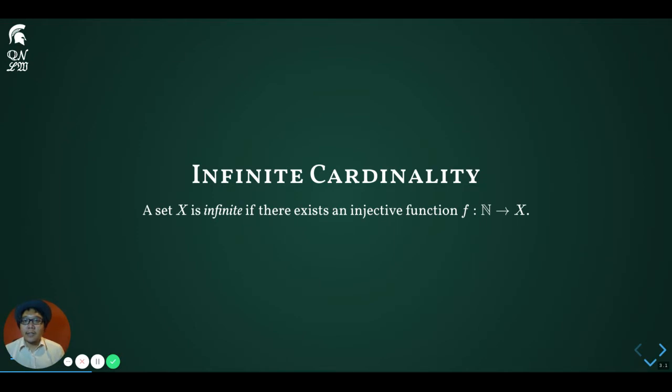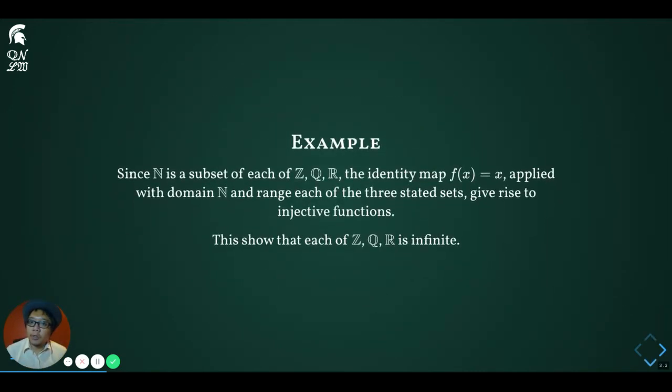We say a set x is infinite if there exists an injective function from the natural numbers to x. To give some examples, each one of Z, Q, and R is infinite. We see this by looking at the function with the formula f of x equals x, with domain the naturals and range one of Z, Q, and R. Since any of the three sets contain the naturals as a subset, this function is well-defined and injective.